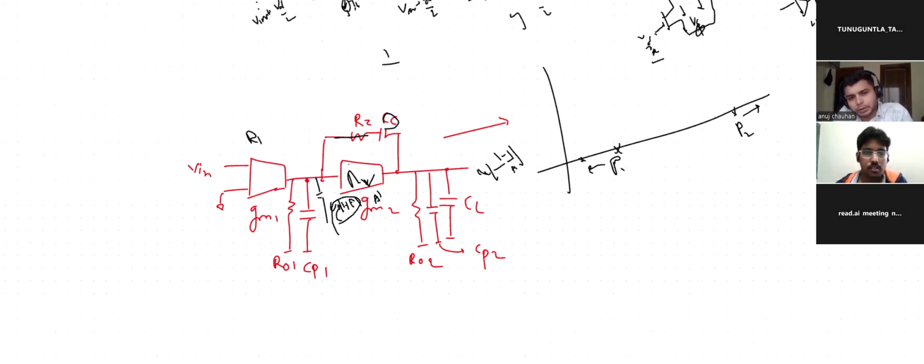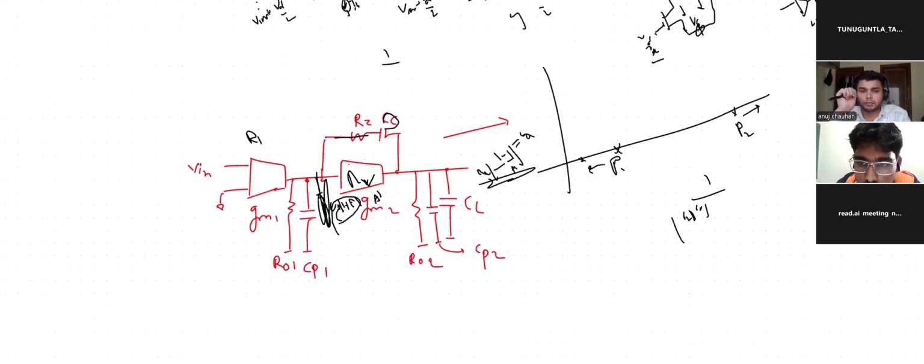So what is the second pole exactly? Where are you expecting the second pole? The pole corresponding to this one, sir. Yes, where is it coming? Suppose we include CL also. So this will be CL in parallel with this; I call it CA. The pole is 1 by CL parallel to CA into R naught. This is the location of the second pole.